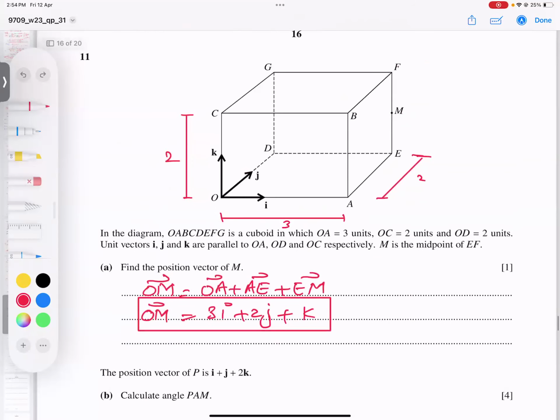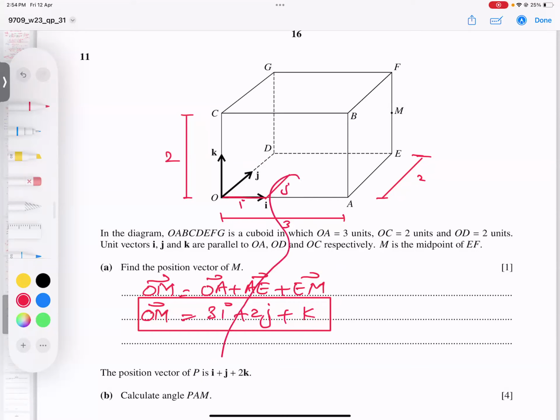Now he's saying that the position vector of P is given as 1I, 1J, 2K. If you look carefully, these are 3 units. If I divide it in 3 portions, there's a 1, there's a 2, there's a 3. So this is I, and J is there, and there's a 2, so exactly in the middle of that, this is J. This is I, this is J.